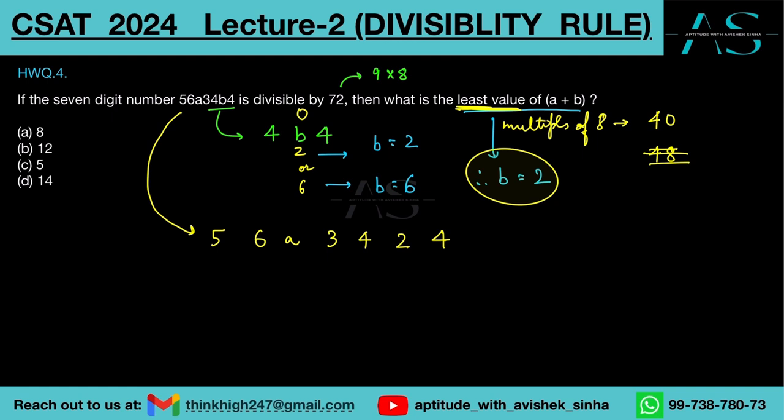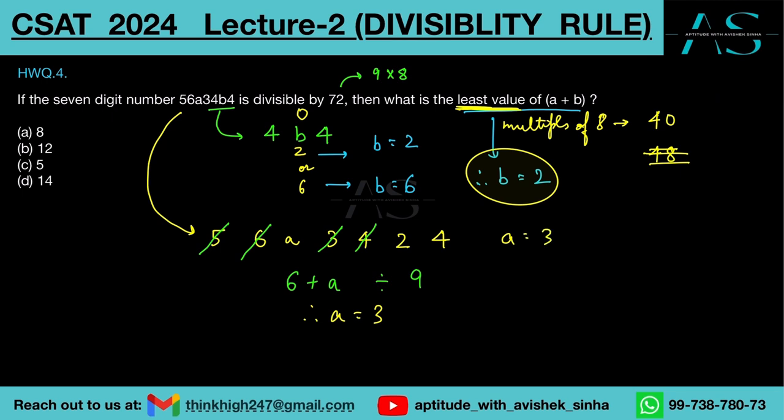Okay, now let's cancel out all the multiples of 9. So 6 and 3, 9 gone. 5 and 4, 9 gone. 2 plus 4, 6 plus A. What can you put in place of A to make it a multiple of 9? Very easily you can put A as 3. So 6 plus 3 would be equal to 9. Right? So we have the value of A as well. It seems to be 3.